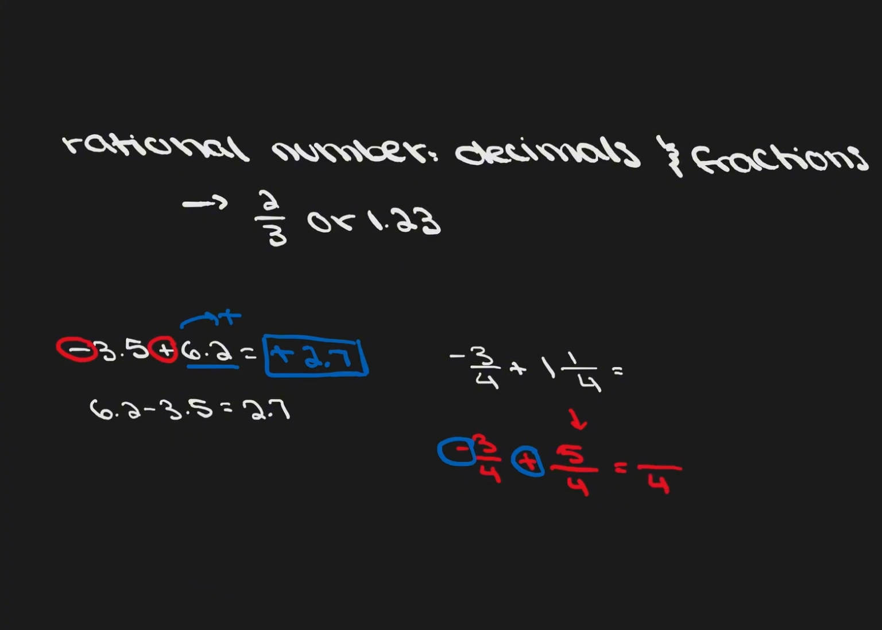Except since this is a fraction, we can keep the denominator the same and just focus on the numerators. So I'm going to subtract 3 from 5. And we're going to get the number 2. Now we need to figure out if it's positive or negative. Since 5 is greater than 3 and it has a positive sign, our answer is going to be positive. So our answer is 2/4 or 1/2.